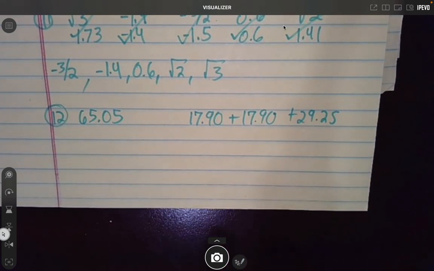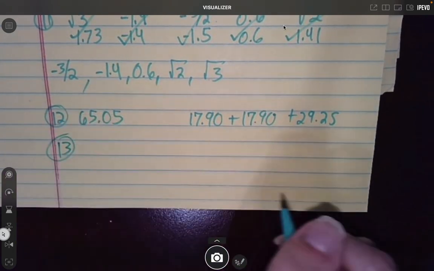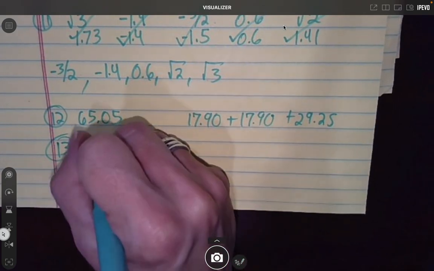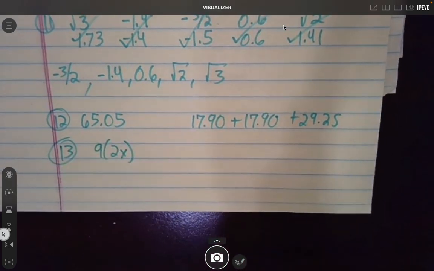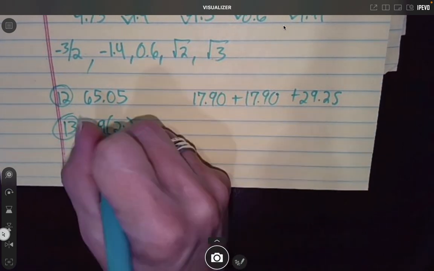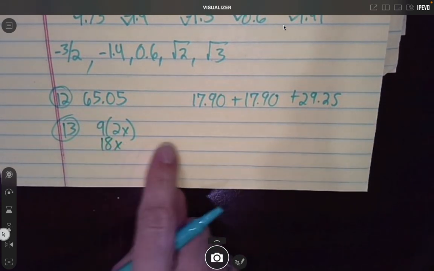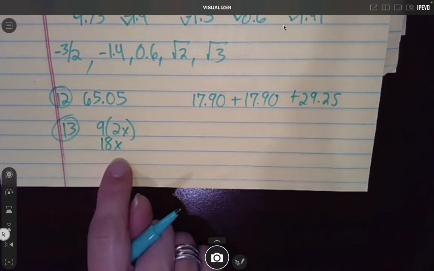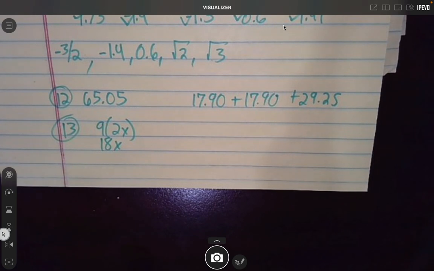Number 13, there's one like this. It has 9 times 2x. Remember, you can always multiply. So what's 9 times 2x? What did you get? 18x. It is 18x. 9 times 2x is 18x. Because remember, you can always multiply those numbers. So 9 times 2 is 18.